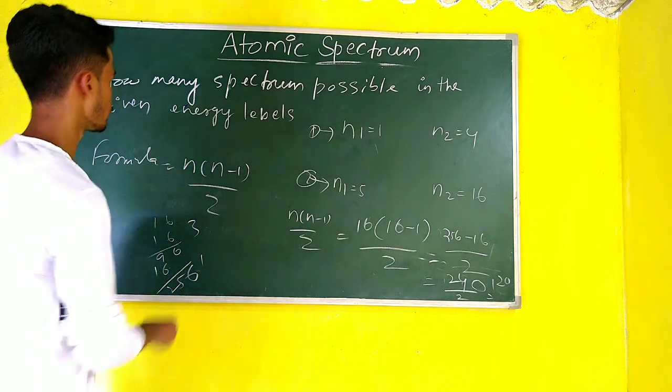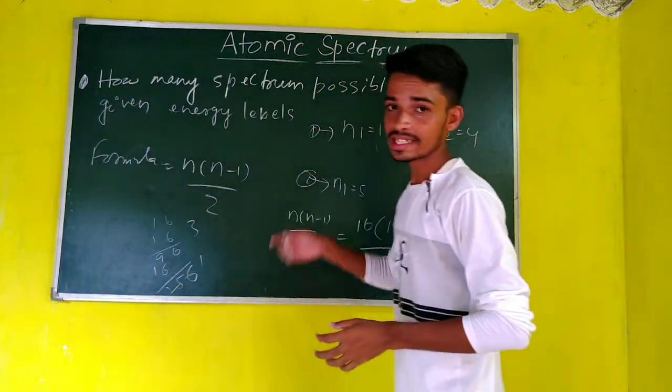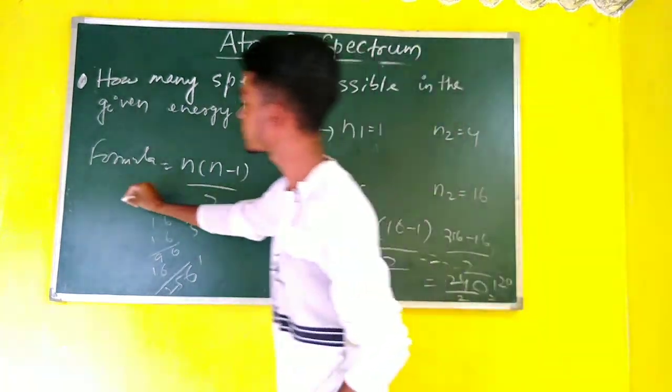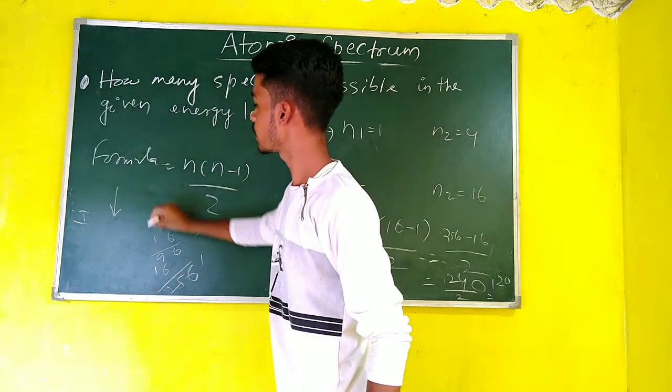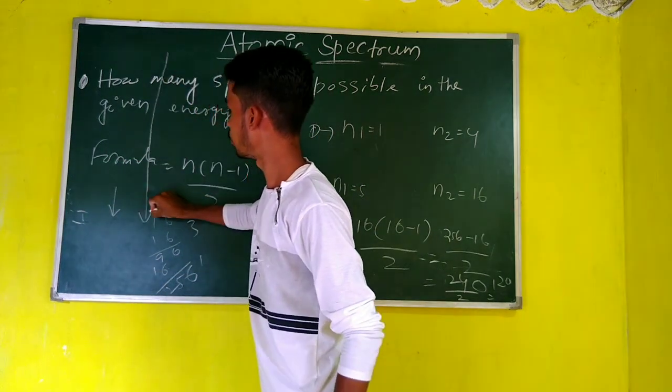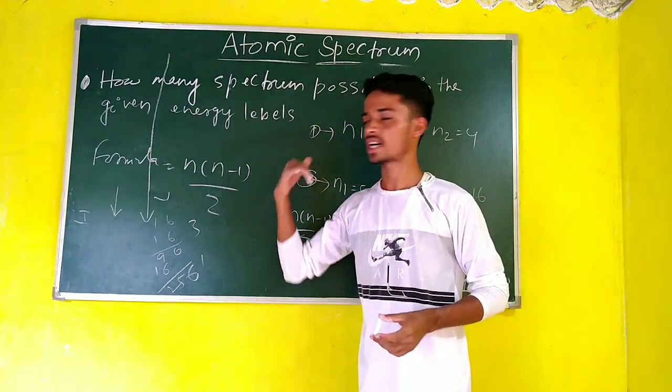Okay, when students, the transition decreases, then in the case of lower transition the wavelength is higher, and in the case of higher transition the wavelength is lower. Okay, so this is all about atomic spectrum.